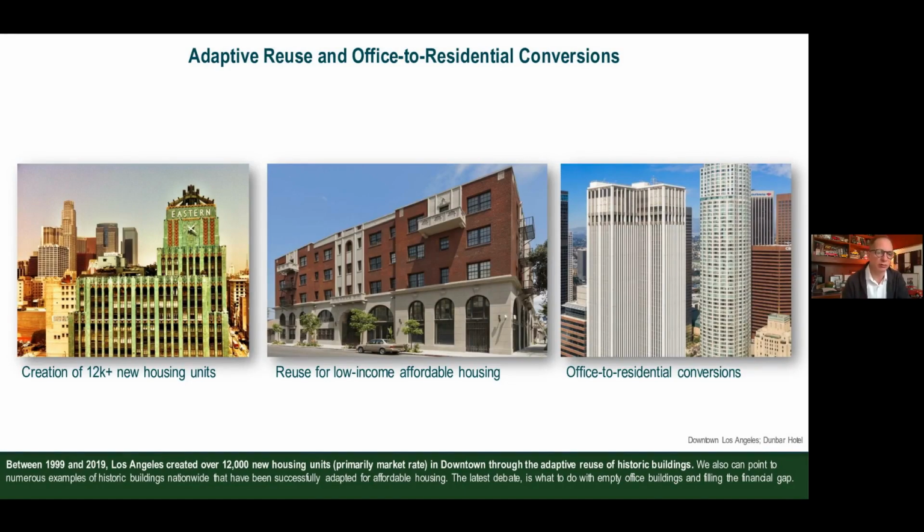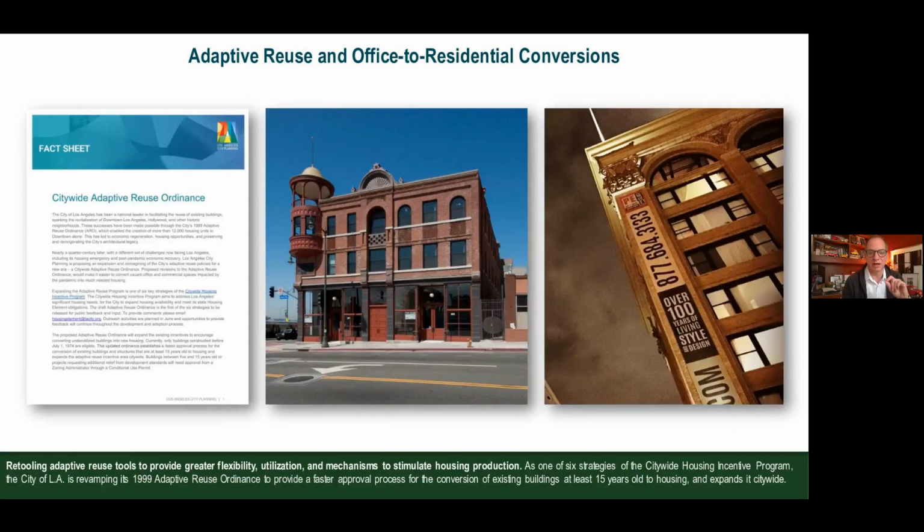Downtown Los Angeles, we've created 12,000 new housing units. Admittedly, those are primarily market rate, but we're also showing examples across the country where we've adapted buildings for affordable housing. And now we're talking about this latest debate: how do we make office to residential work when we have such a glut of office vacancy, which buildings make sense, which buildings don't, and how do we close the gap in the financing to make those viable.